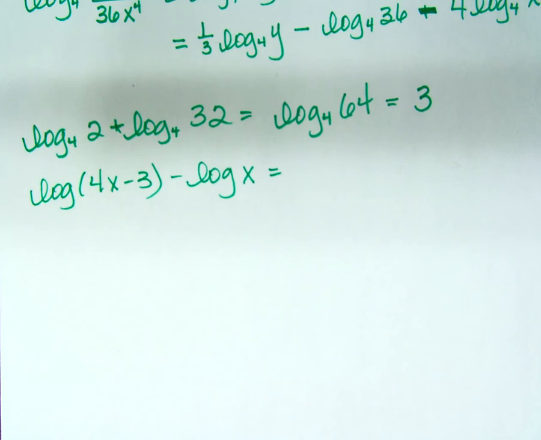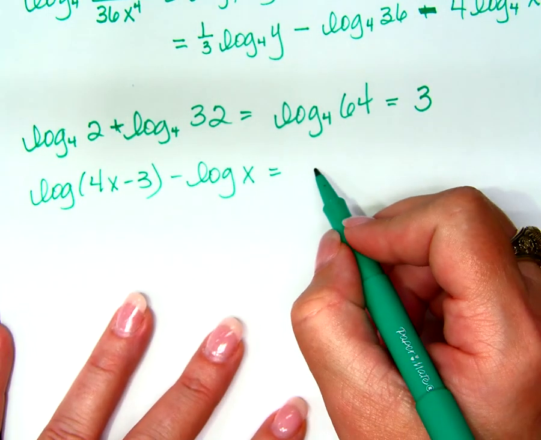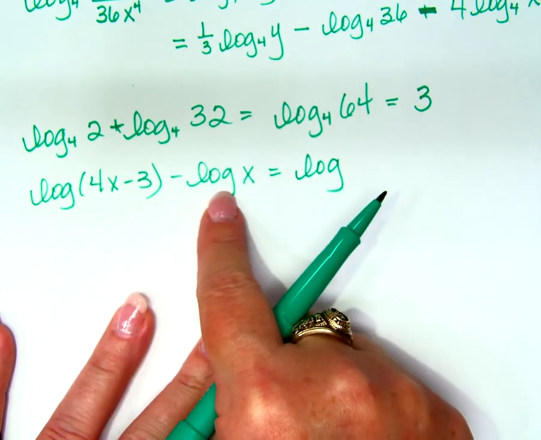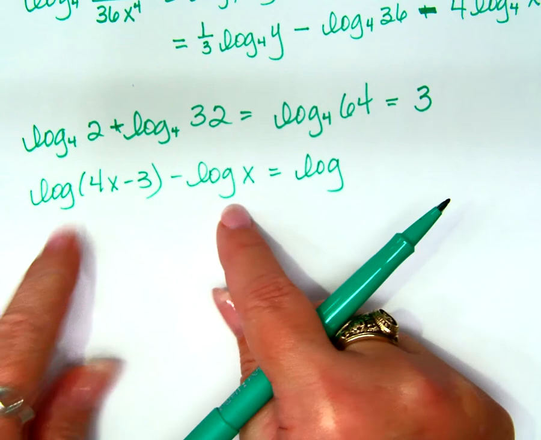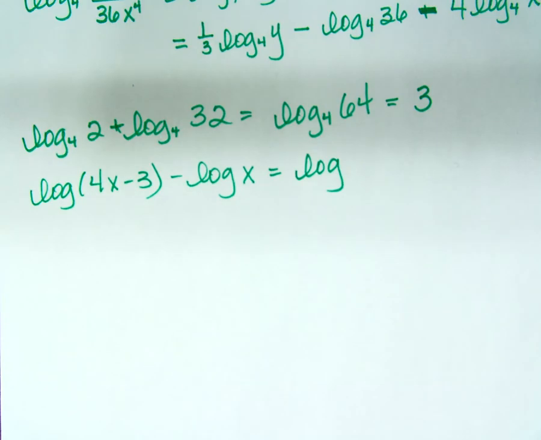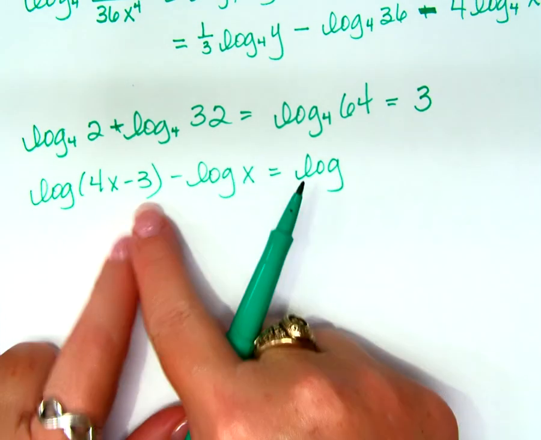What do you want to do? How many times do I write log? Is anyone panicking that there's not a base here? It's 10, right? That's a common log. Do I have to write the 10 if it's the common log? I don't. You know it's a 10. It's understood. So I write log one time because of this sign.